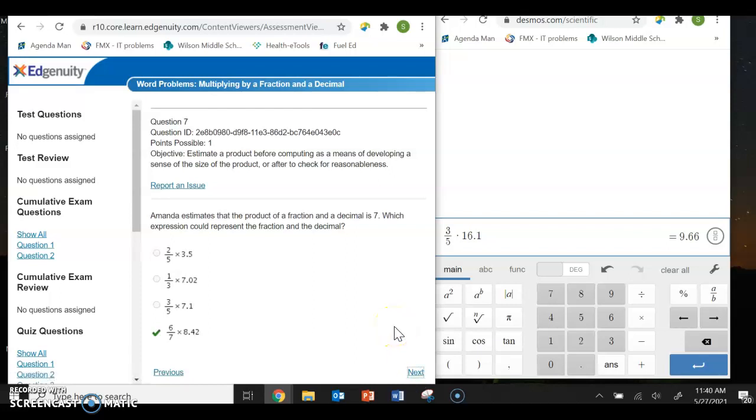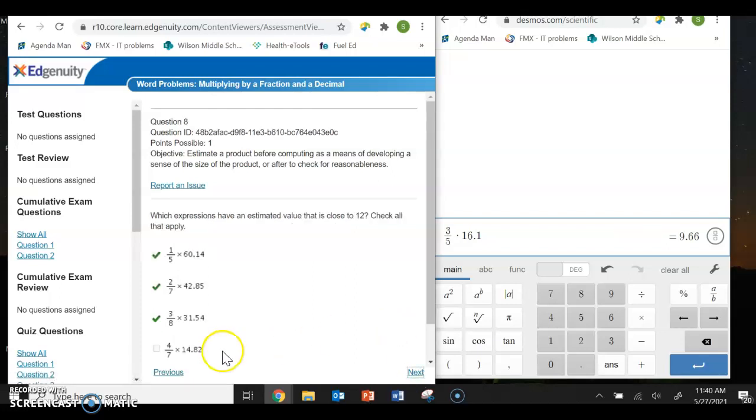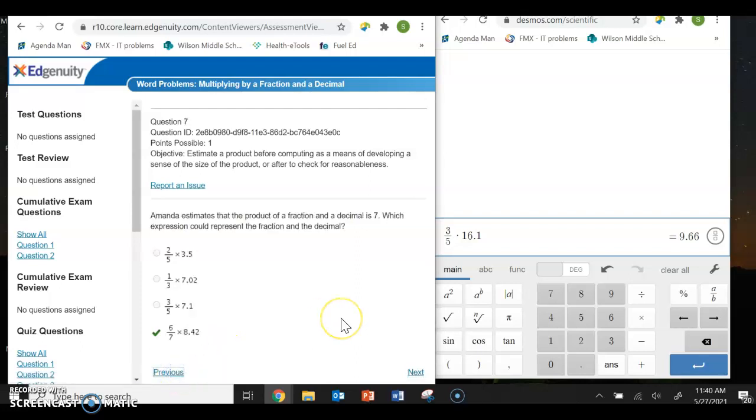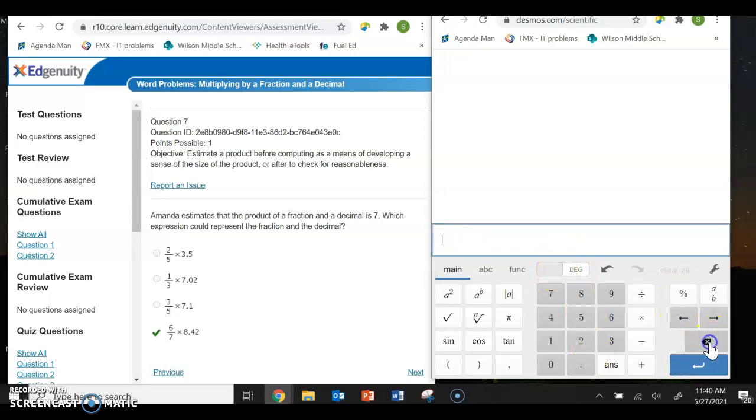Let's take a look at this. Oops, jumped ahead on me. Amanda estimates that the product of a fraction and a decimal is 7. Which expression could represent the fraction and the decimal? For these, you're just going to have to guess and check. So I'm going to type every single one in my calculator until I get something close to 7.